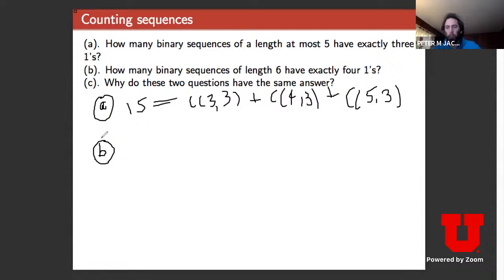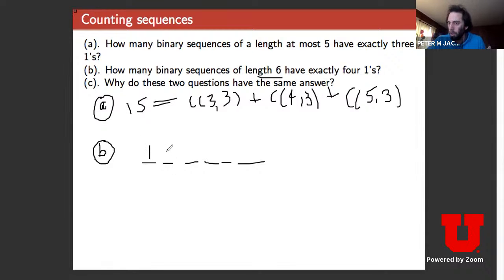All right. So this one is actually just like the previous one. Again, we have 6 slots: 1, 2, 3, 4, 5, 6. And we need to select exactly 4 to be 1. Again, we're choosing slots. We can't pick a slot twice to contain a 1, so we don't allow for repetition, and the order doesn't matter.